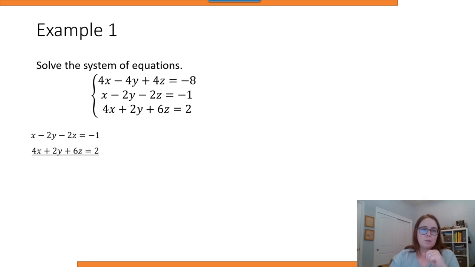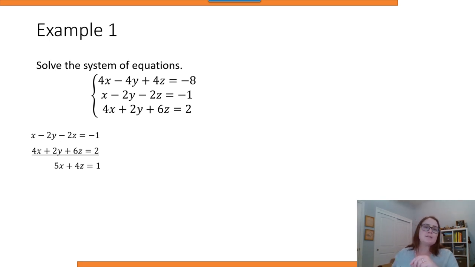I'm going to take the second and third equation and add them together. So x minus 2y minus 2z equals negative 1, plus 4x plus 2y plus 6z equals 2. x plus 4x gives me a 5x. The y's cancel out, and negative 2z plus 6z equals 4z. On the right side of the equations, negative 1 plus 2 gives me 1. So I've gone down to an equation with just an x and a z in it. Now I want to pick a different pair of equations, eliminate the same variable, so that I get another equation with just an x and a z in it. And then I'll solve that system.